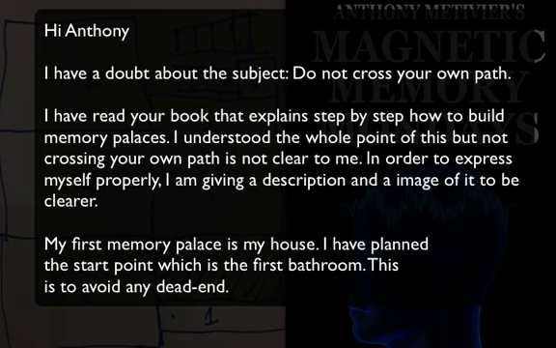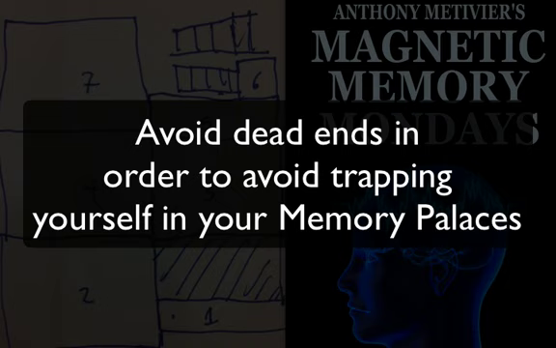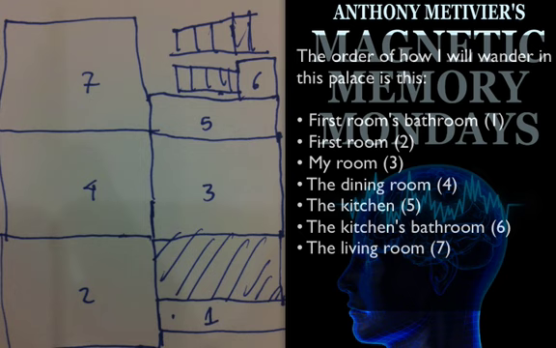My first memory palace is my house. I have planned the start point, which is the first bathroom. This is to avoid any dead end," and I'll just interject here that that's another major principle, is not trapping yourself inside of a memory palace. So if you start in the middle of your house, you might not only just cross your own path, but you might come into a dead end. So you need to think about how you can have a linear movement outside your house so you can add more stations later.